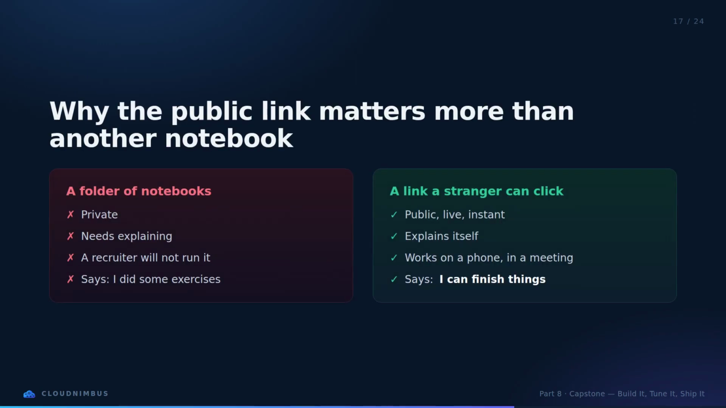And then you deploy it. The deploy file walks you through it step by step. For free, on Hugging Face Spaces, create a space, upload 3 files, wait 90 seconds. You get a public URL.